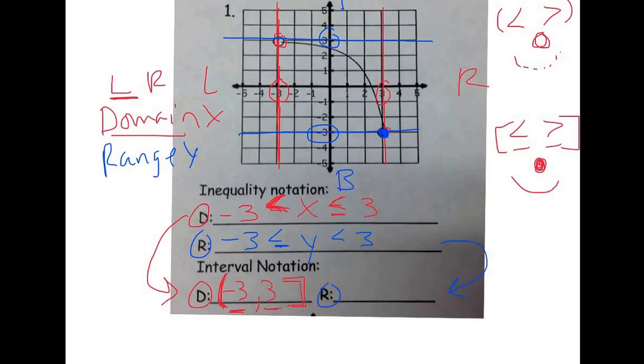We start in the same place down here. This has a colored in, this has a line under it, so we start with a bracket. This does not, so we go parenthesis, always going to be a comma in the middle. This started at -3 and goes to +3.